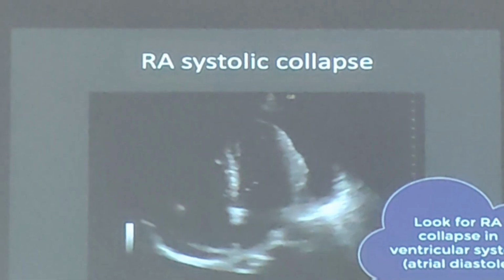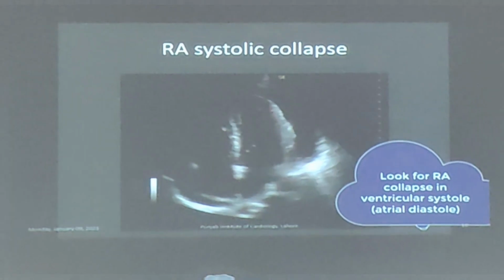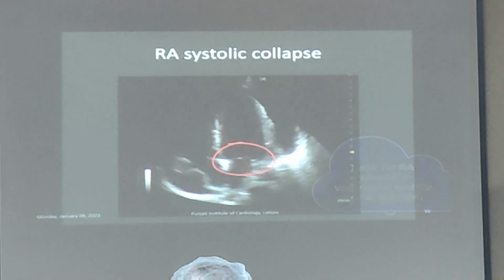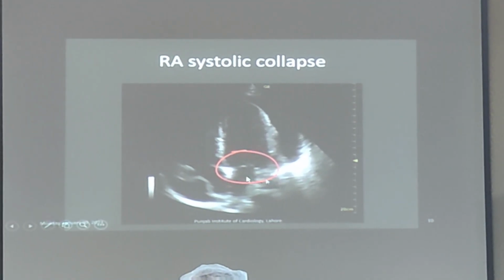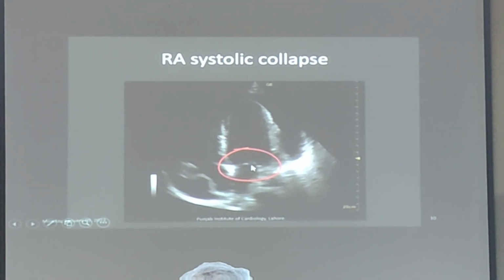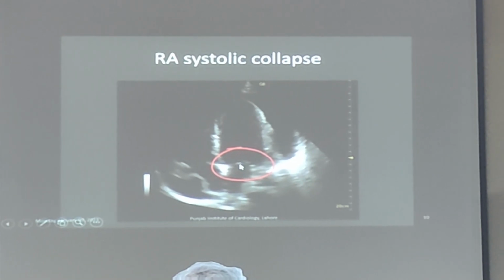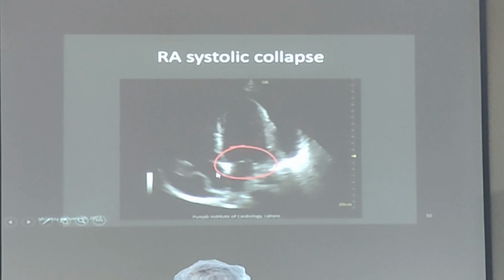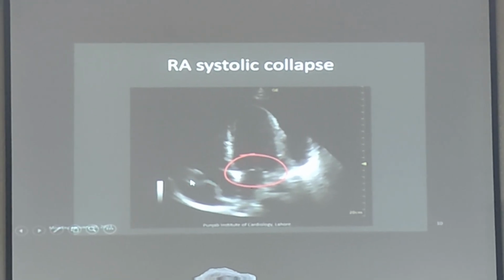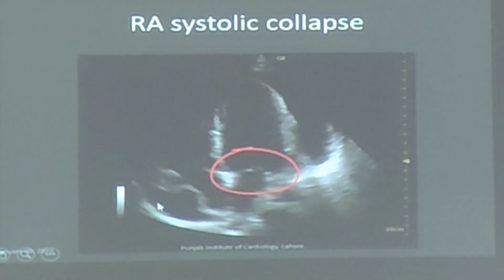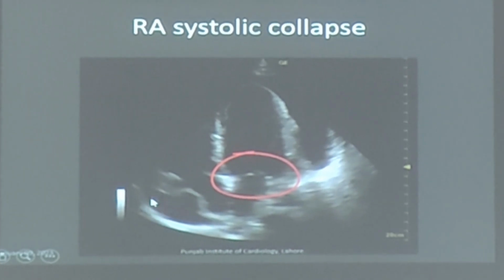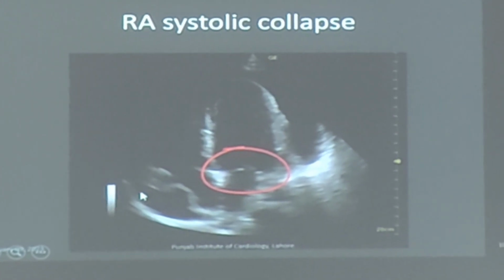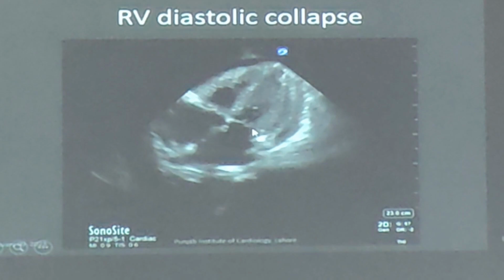So if there is a massive effusion, the RA will be collapsed during systole. You can see that the mitral valve has closed in this view. It is an apical 4-chamber view, and this is the RA, and the RA has been collapsed here, bulging inward, and this is the effusion. So it means that it has a significant effusion in this patient, and this patient may be compromised hemodynamically.